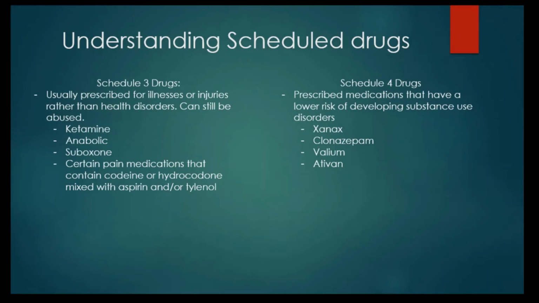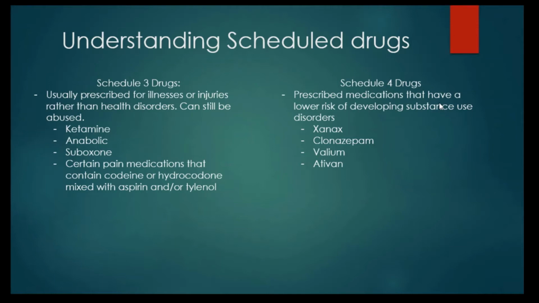Next we move on to Schedule 3 drugs. This is going to be mainly prescribed for illnesses or injuries rather than health disorders, and these can still be highly abused. So we've got ketamine, anabolic steroids, Suboxone, and certain pain medications that contain codeine or hydrocodone. And the majority of the time those are going to be way less in strength than the Schedule 2 drugs.